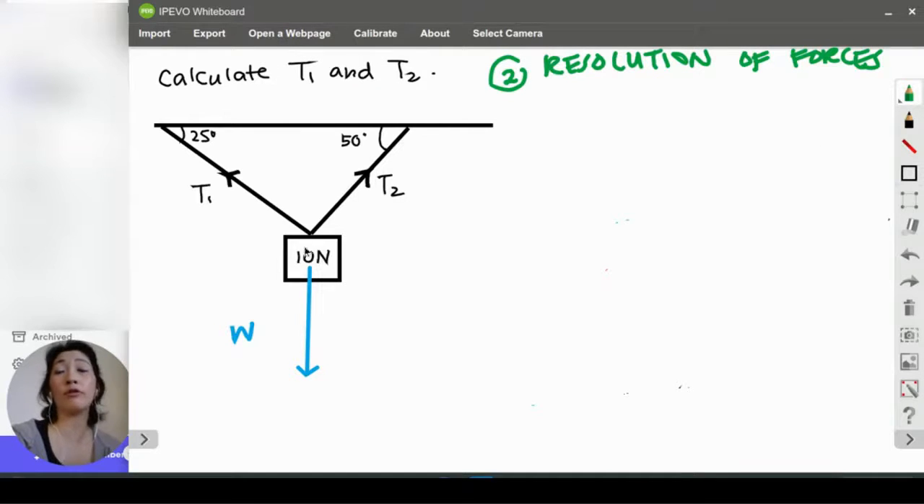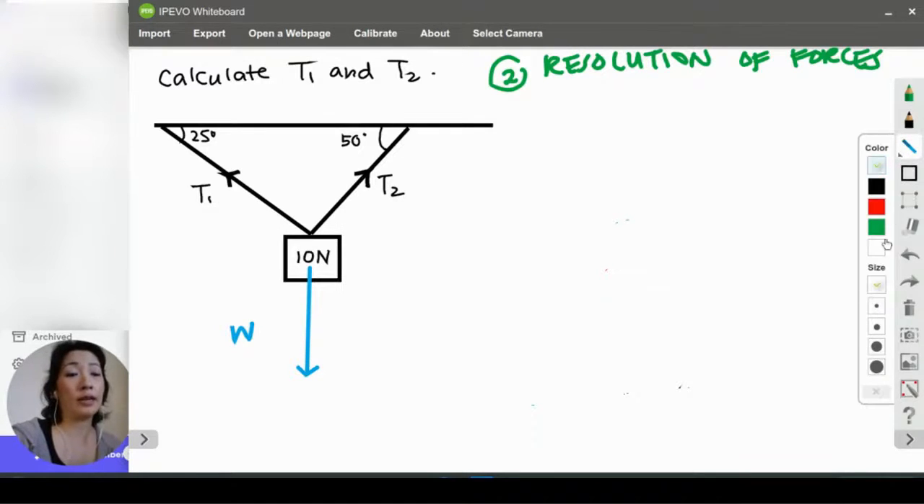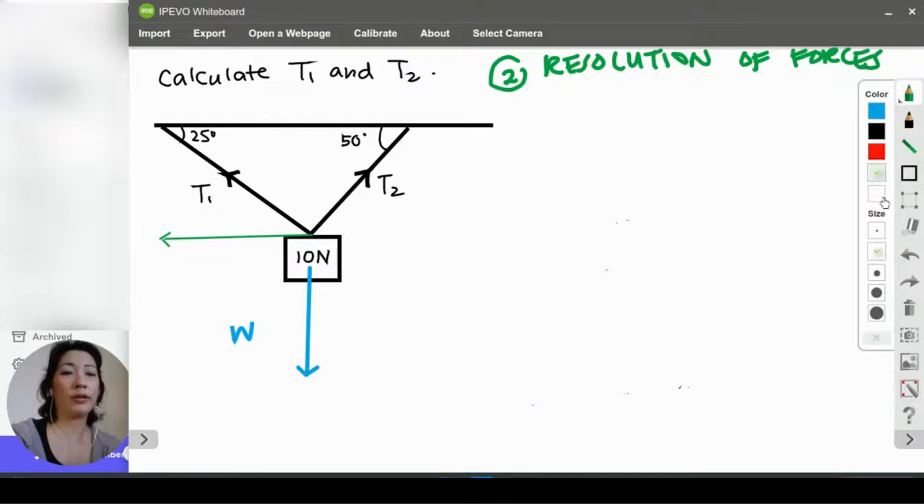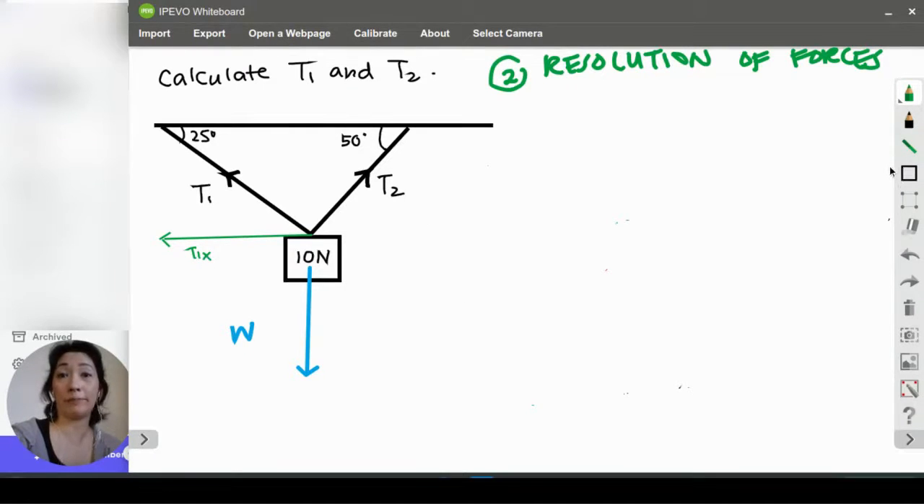So what I'm going to do is draw T1 and T2 horizontal and vertical components right in this diagram to save space. So using this line, let's use green. If T1 is going that way, that means the horizontal component of T1 is going to the left, like this. I'm going to label this T1x. This is the horizontal component of T1. And same thing for the vertical component, which is upwards here. So T1y is the vertical component for T1.